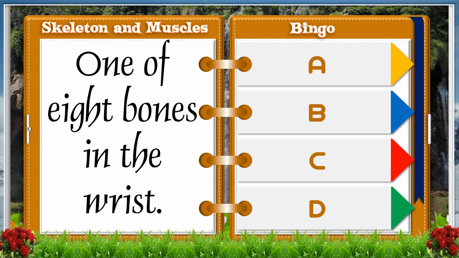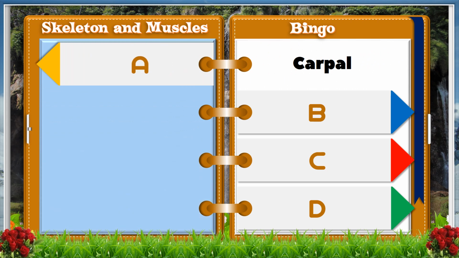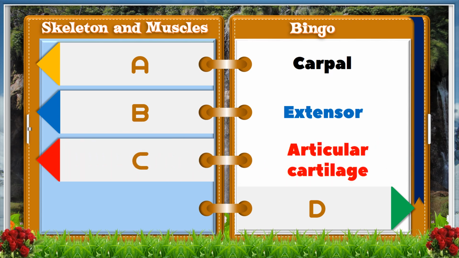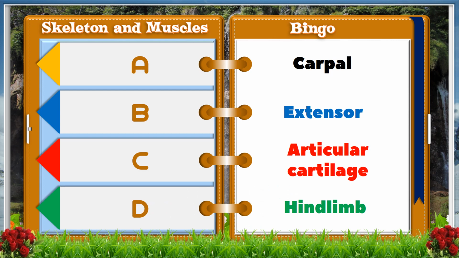One of the 8 bones in the wrist. A. Carpo. B. Extensor. C. Articular cartilage. D. Hind limb. And the answer is A. Carpo.